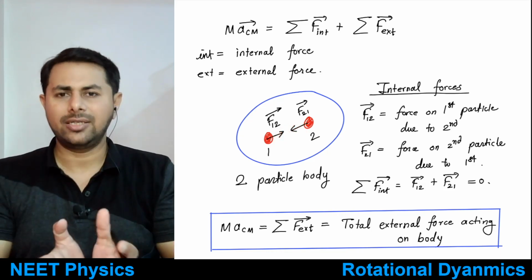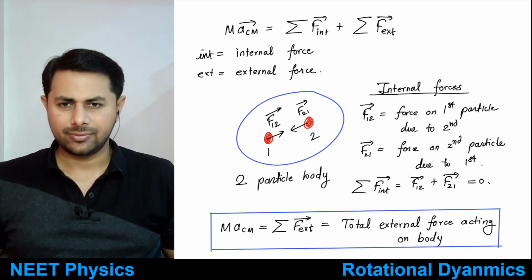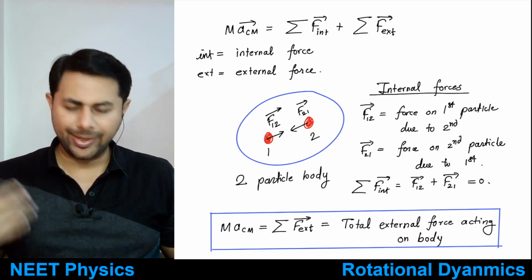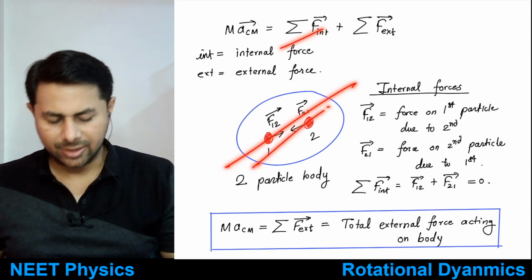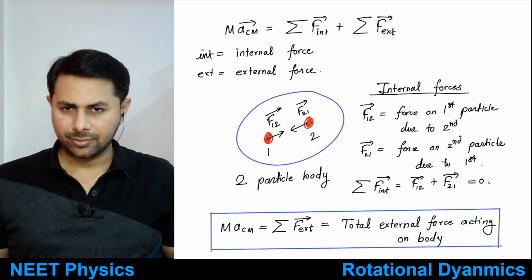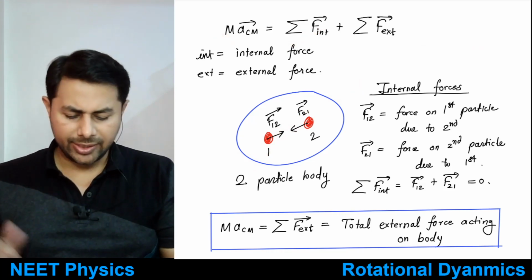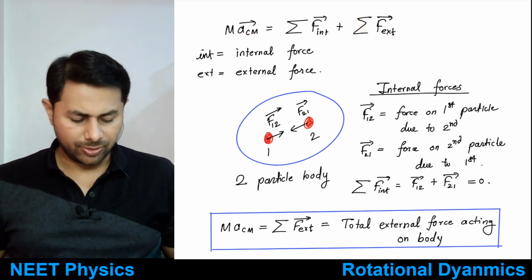So if you add it up, then what's the result of it? It is 0. Right? So similarly, it can be force of any nature. Sum of all forces, sum of all internal forces would be equal to 0. Right? And therefore, what is mass of the body times acceleration of center of mass? It is just sum of all external forces.